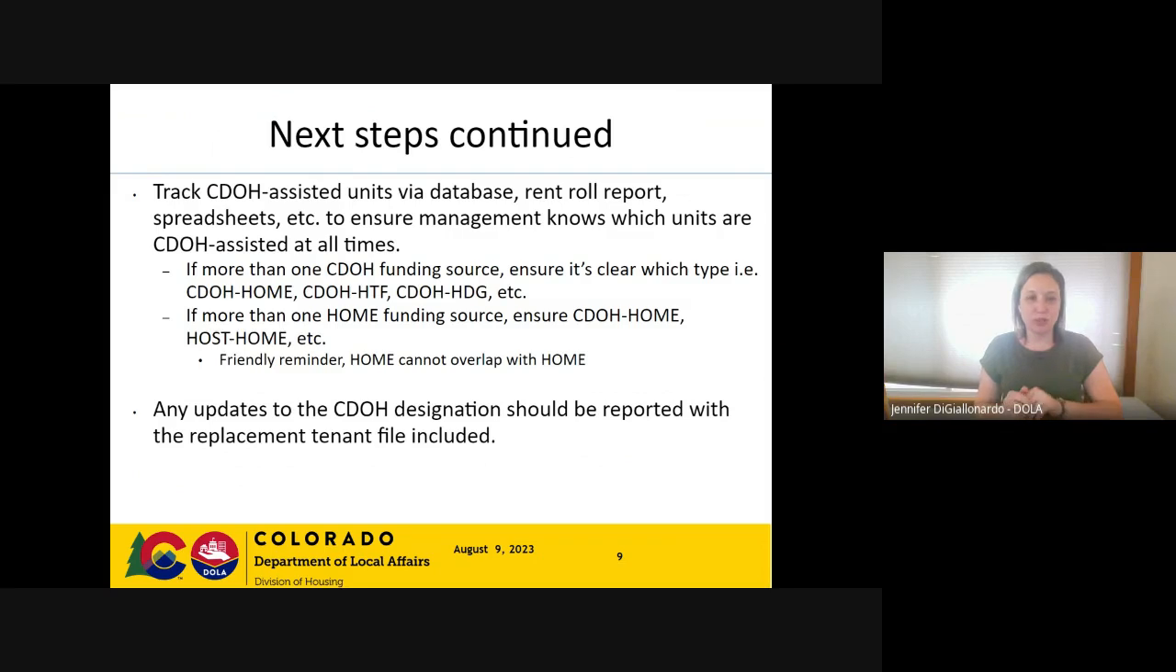So we underwrite to a specific subsidy per unit. We want to make sure that we stay within those limits. Any updates to the CDOH designation should be reported with the replacement tenant file included. So as we're doing monitoring, you're going to want to provide us with that replacement file.